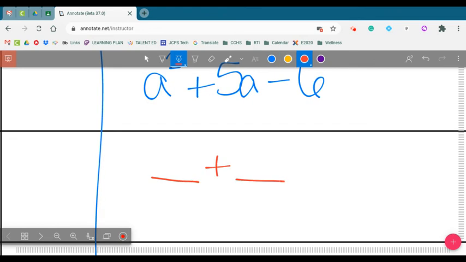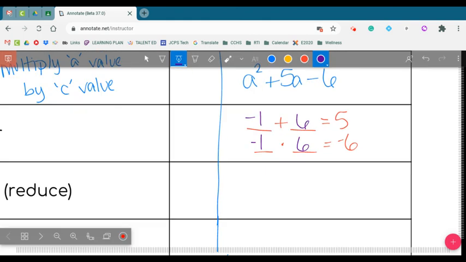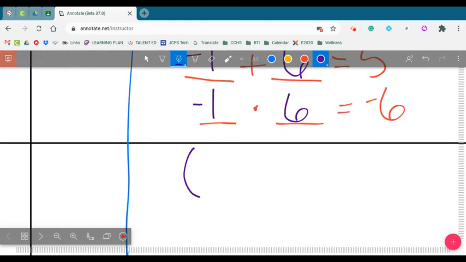So what plus what equals 5, and what times what equals negative 6. So if you think about this, you should get negative 1 and 6. So those are my factors. So I'm going to have a minus 1, a plus 6.